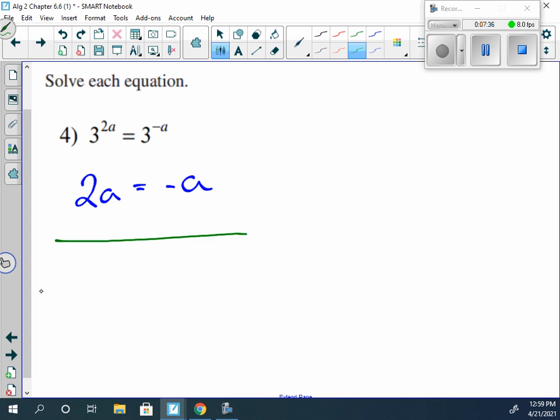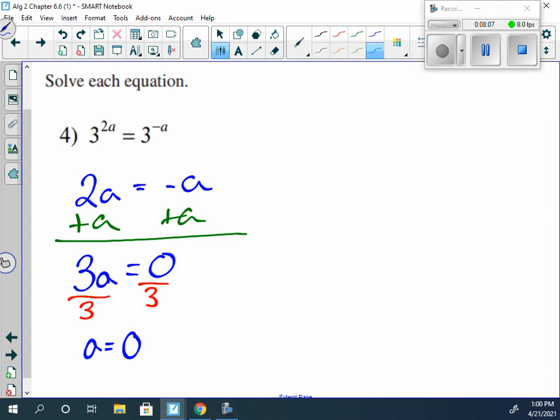We can add a to both sides. And if we add a to both sides, we get that 3a is equal to 0. Where can we go from here? We can divide both sides by 3. Which tells me a is equal to 0.